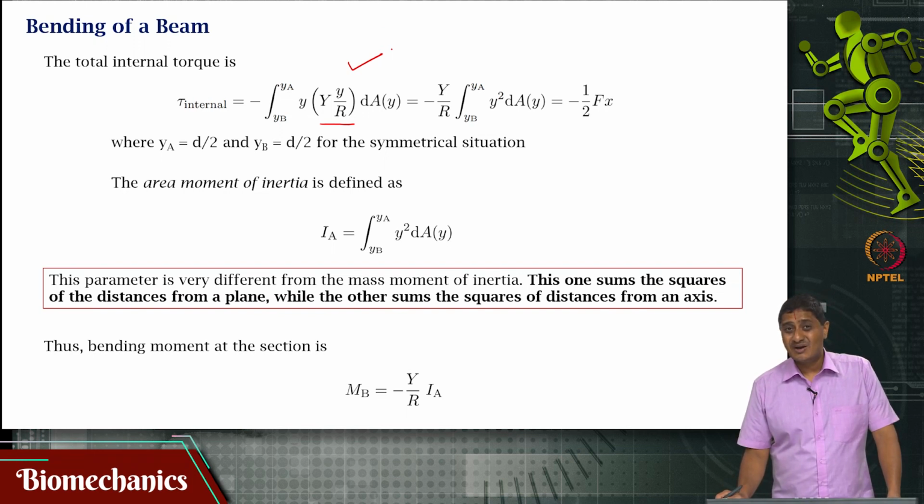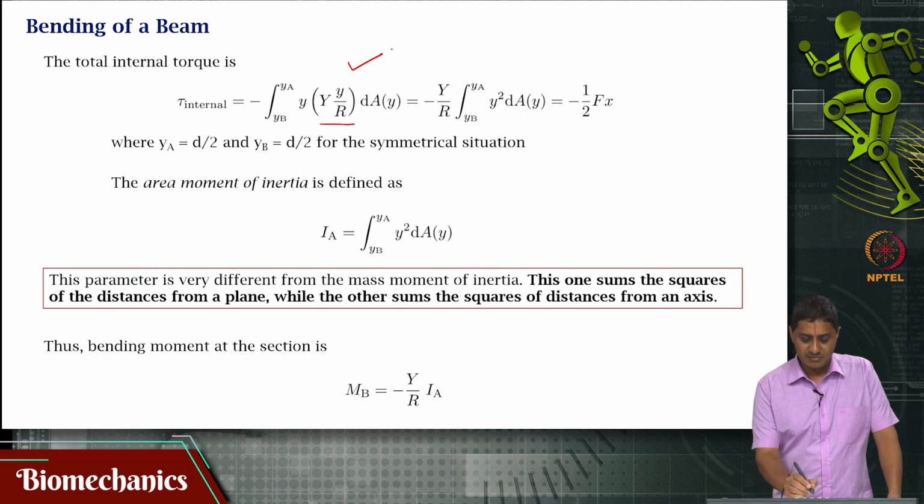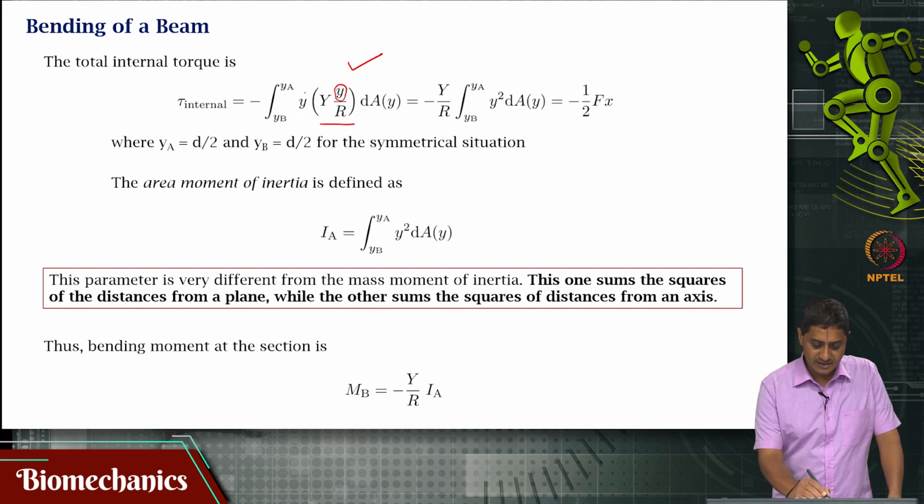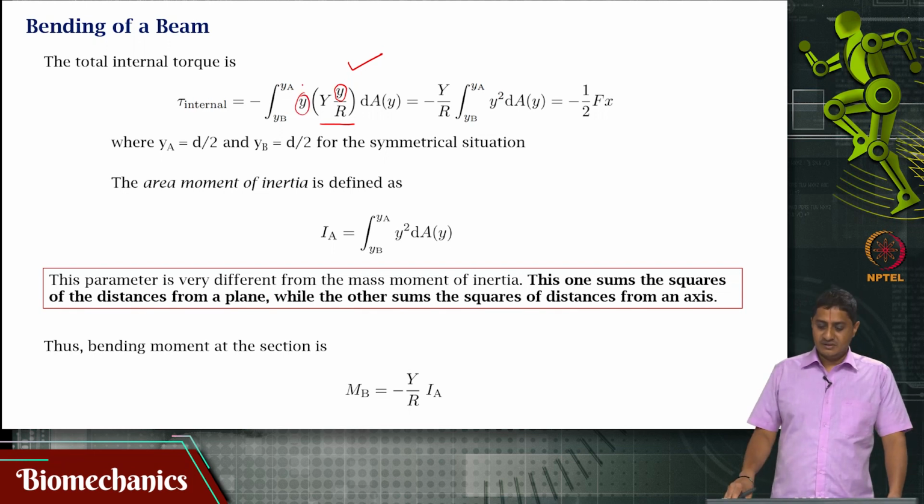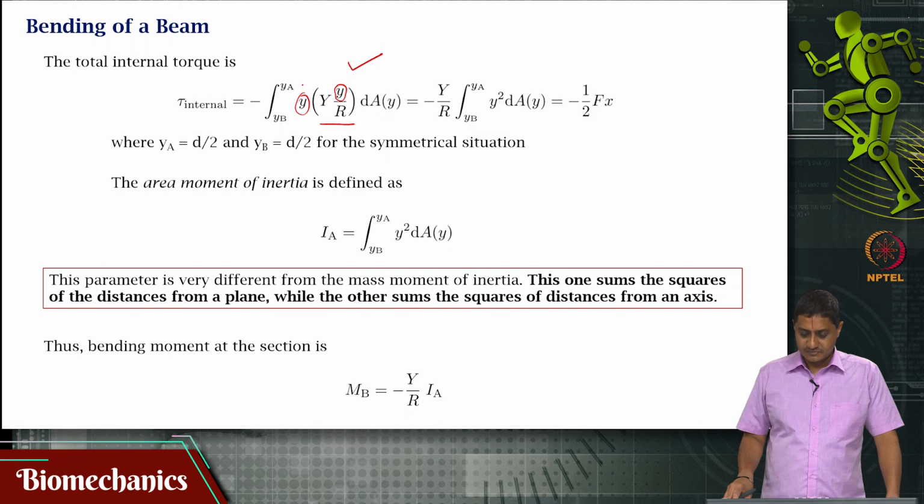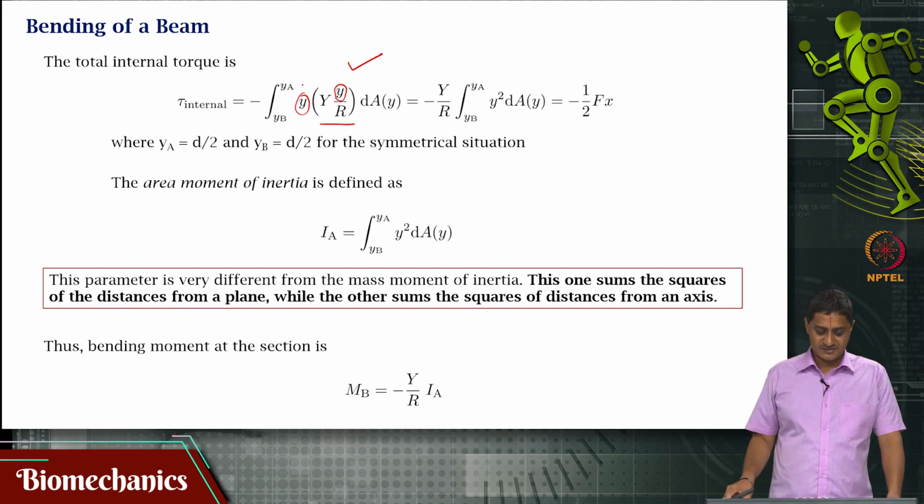Now, in this, capital Y is the elastic modulus or the Young's modulus, which is the intensive property of the material. Capital R is the radius to which this beam is bent, or the radius of curvature of this bent beam. I can take these two things out because these are constants, and I continue my integration within the limits a and b, right. So, I will get, because there is a y here and there is a y here, y squared dA of y times this, and this value is half Fx.